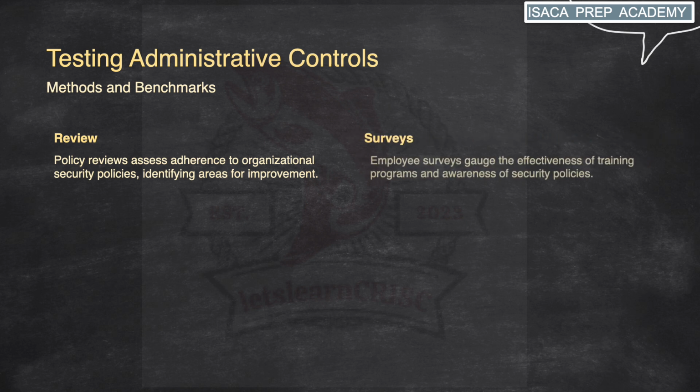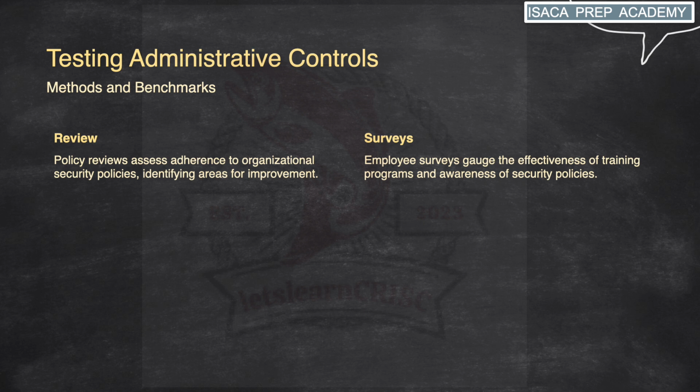Next is about the survey. Friends, employee surveys serve as a valuable tool for assessing the effectiveness of security training programs and gauging awareness of security policies within an organization. Friends, by soliciting feedback directly from employees, organizations can gather insight into the perceived effectiveness of training initiatives, identify areas for improvement, and measure the overall level of awareness and understanding of security policies and procedures.